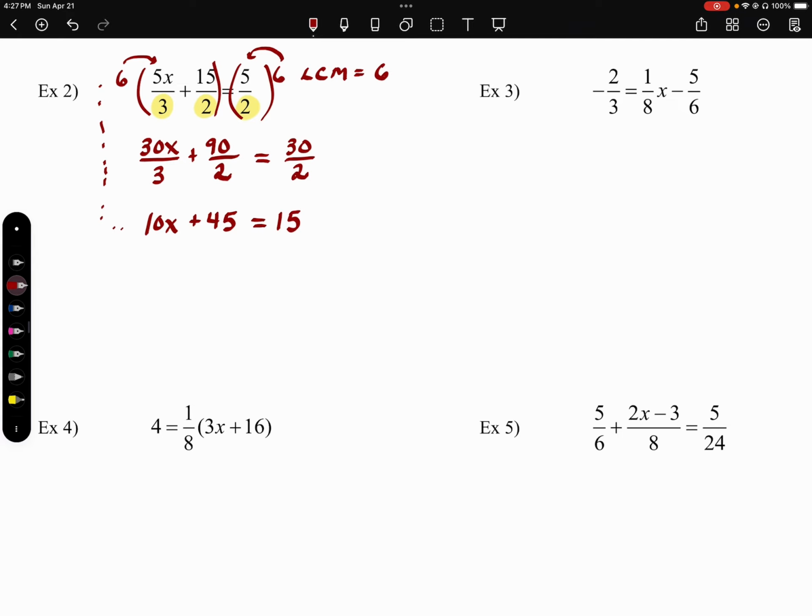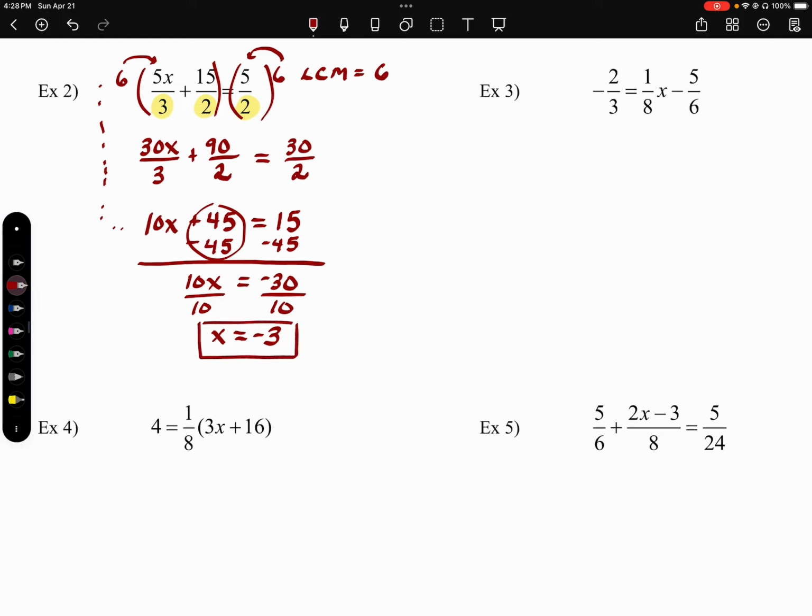Now it's just a two-step equation. We're going to subtract our 45 from each side, right? Just isolating our x values. So there's our zero pair that cancels out. We've got negative 30 should equal 10 times x. And then we'll divide each side by 10, and we get x is equal to negative 3.